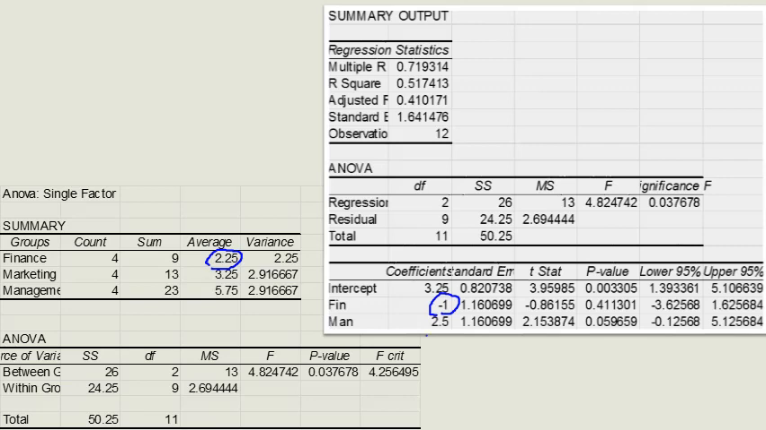And the +2.5 value for management means that the mean value for management is 2.5 greater than marketing. We can see the same relationships in the sample averages in the ANOVA output. Next, let's look at the standard errors and t-tests for the slope coefficients.